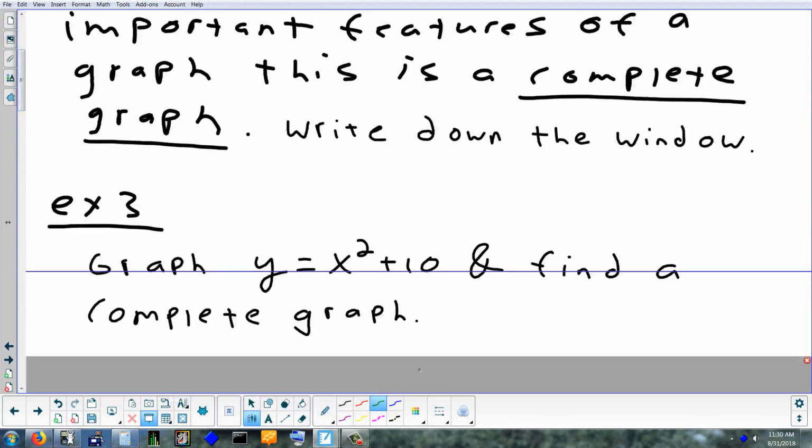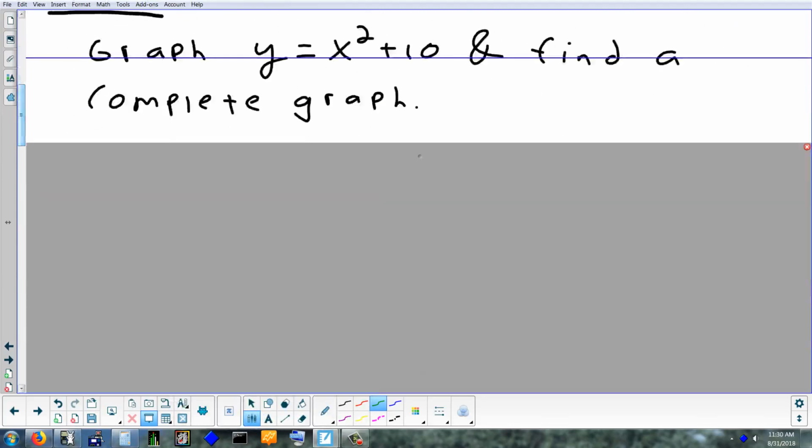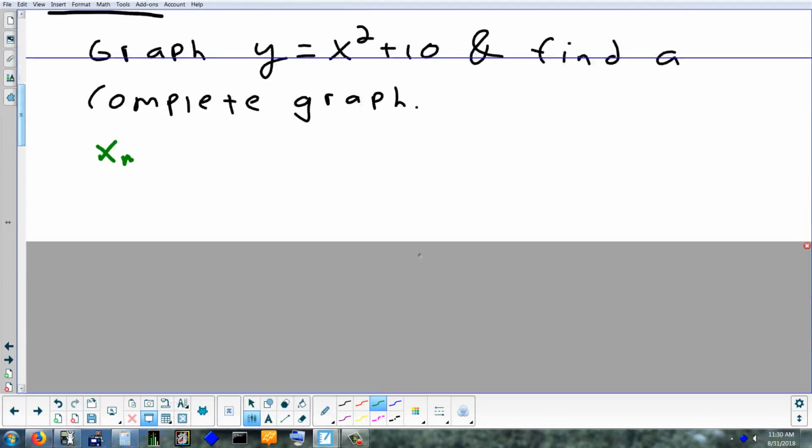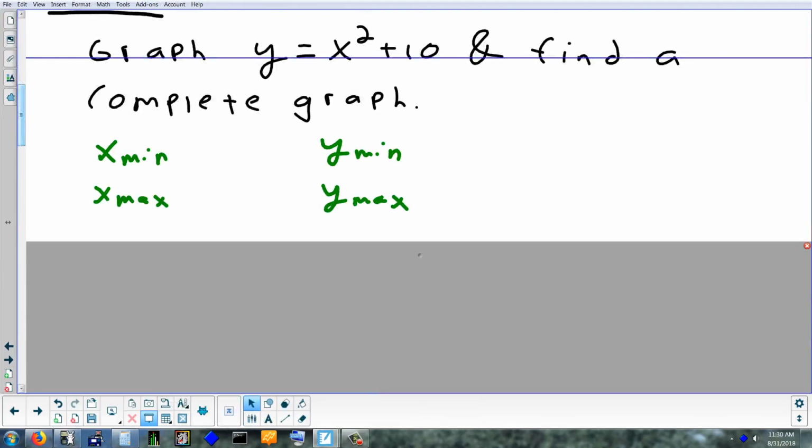Okay, so let's try that here. Let's graph y equals x squared plus 10 and find a complete graph. Okay, so 4 things you're going to tell me. X min, X max, Y min, Y max.